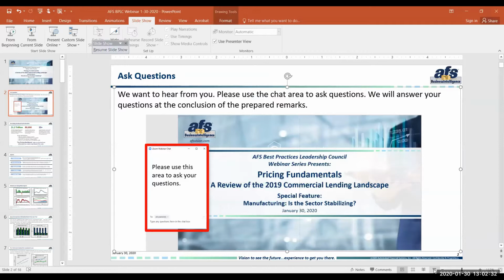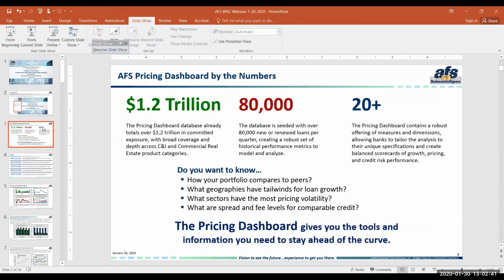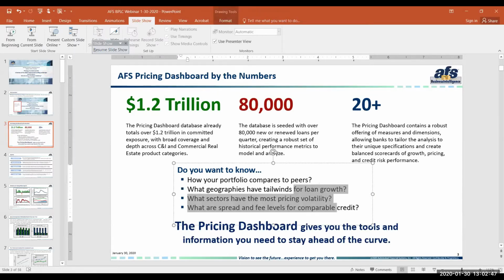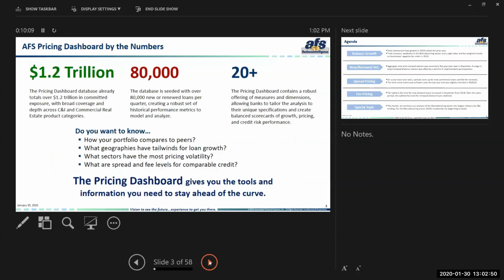It is worth noting that the source of the data presented today is from the AFS Pricing Service. This database is the industry source of pricing trends for commercial lending and contains over $1 trillion in commitments, with approximately 80,000 new and renewed loans being added to our database each quarter. In addition, the AFS Pricing Service is also used to prepare our monthly Pricing Trends newsletter. If anyone is interested in learning more about our pricing service, or if you're interested in receiving our monthly newsletter, you can reach out to us. Again, our contact information is provided at the end of this presentation.